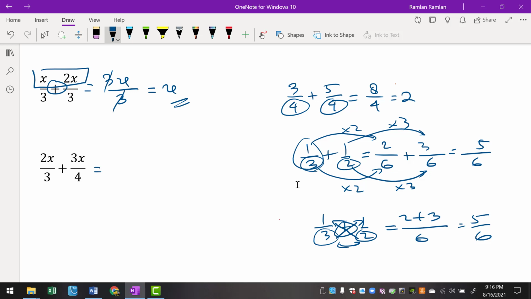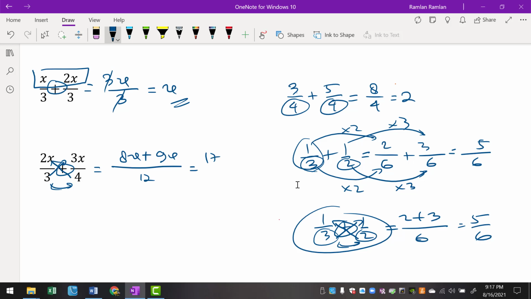Okay, the next thing is this one here. So I'm going to do it like this one here, right? Sorry, I should write it. So I'm going to multiply like this. 4 times 2x is going to be 8x, and then 3 times 3x is going to be 9x because this is addition, so this is plus, and then 3 times 4 is going to be 12. Okay, so 8x plus 9x is 17x over 12. Since 17 and 12 don't have any other factors besides 1, this is going to be the final answer.